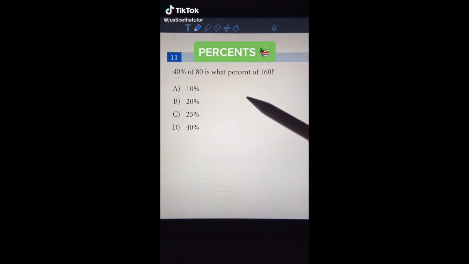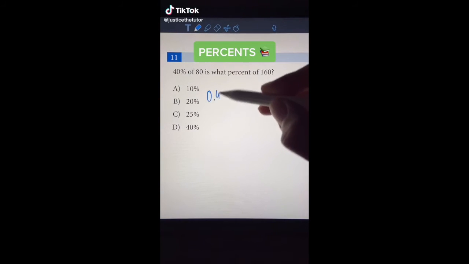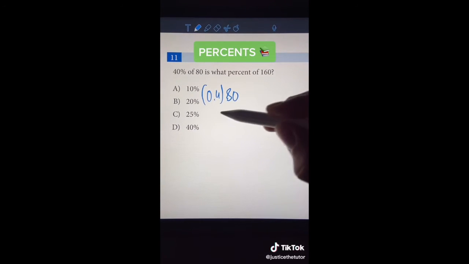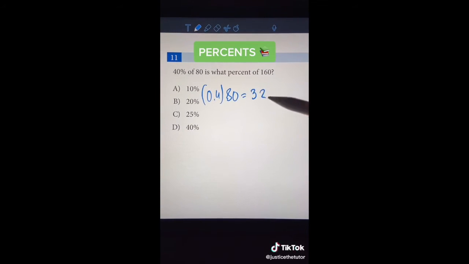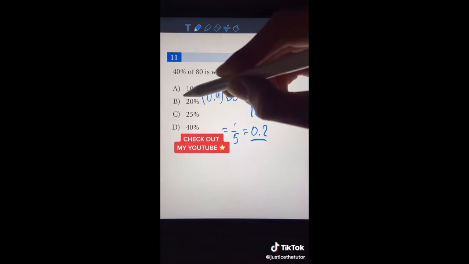40% of 80 is what percent of 160? So 40% is just 0.4. Of 80, you just multiply it together. So 0.4 times 80 is 32. And it's asking for the percentage of 160. So you take 32 and you divide it by 160. And we get 1 over 5, which is 0.2, which is 20%.